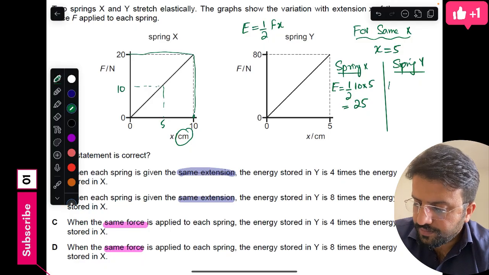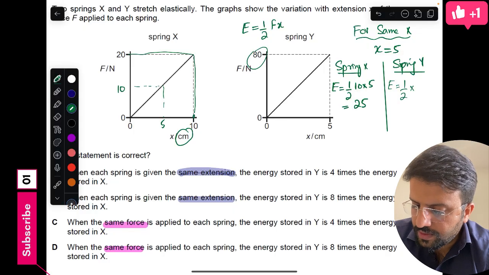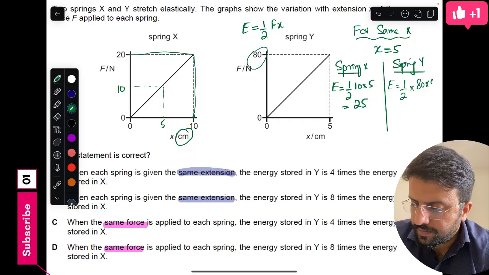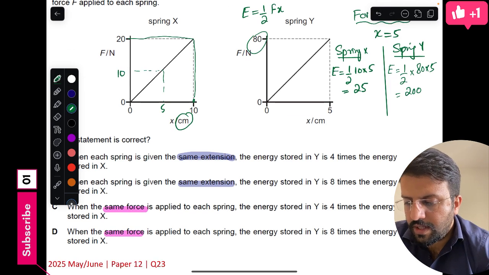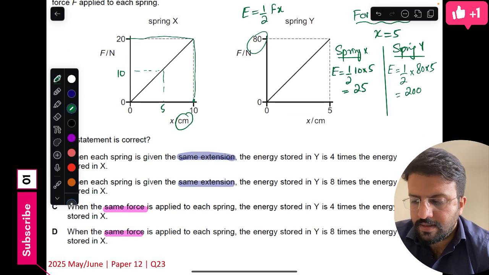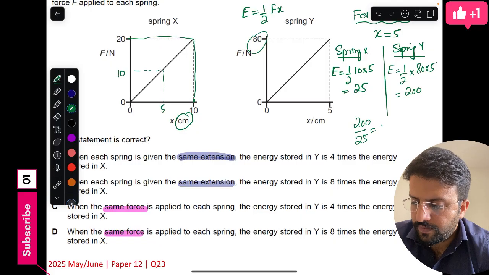For Y, E equals 1 over 2 force into extension. Force is 80, extension is 5. That will give me 200. So energy in Y is 200, energy in X is 25. Let's see the comparison: 200 divided by 25 will give you 8.